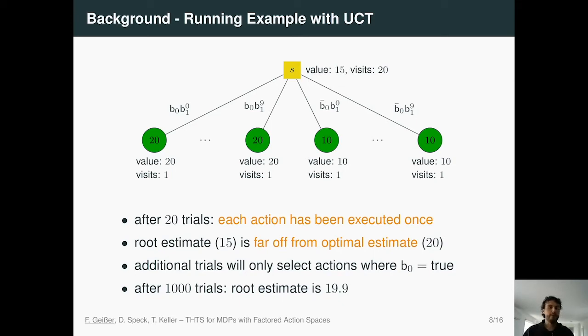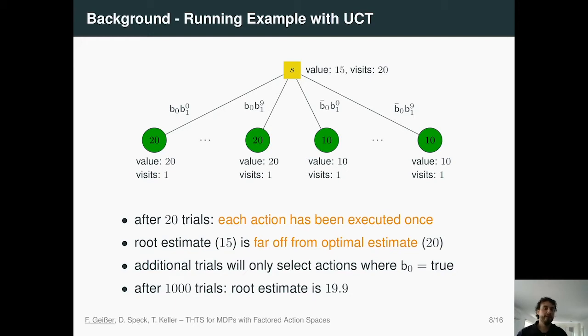Now, there's one observation. First, after 1000 trials, we still are a bit off from the optimal value estimate. And after 20 trials, the value estimate in the root node is quite off from the optimal value. And the reason for that is that we have to execute all of the suboptimal actions at least once.